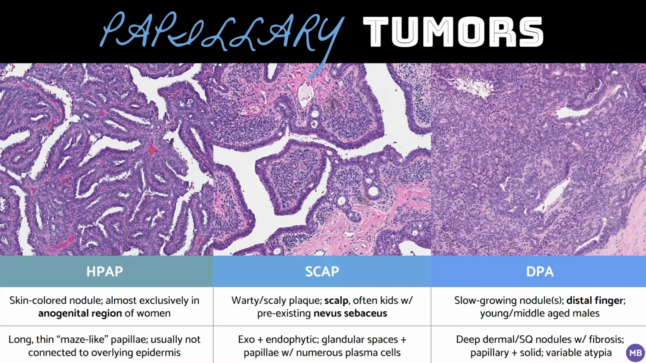Atypia and mitotic activity can be widely variable, although most cases show mild to moderate nuclear atypia. However, these histologic features, such as atypia, mitotic activity, necrosis, and % solid area, are not helpful in predicting prognosis, as even deceptively bland cases can recur and metastasize.